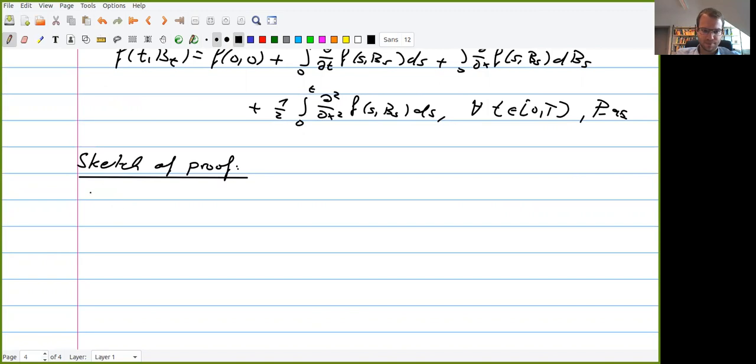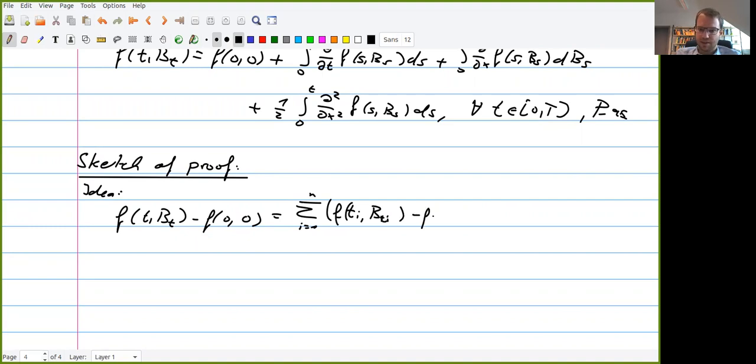So as before, the idea: we want to consider the difference here of these two terms, right? And you use your telescoping sum argument, which means you have here f at time t_i, B_{t_i} minus f at t_{i-1}, B_{t_i}. Right? Okay. And now, this is the new step. The only new step I think which is in this proof. So that's new.